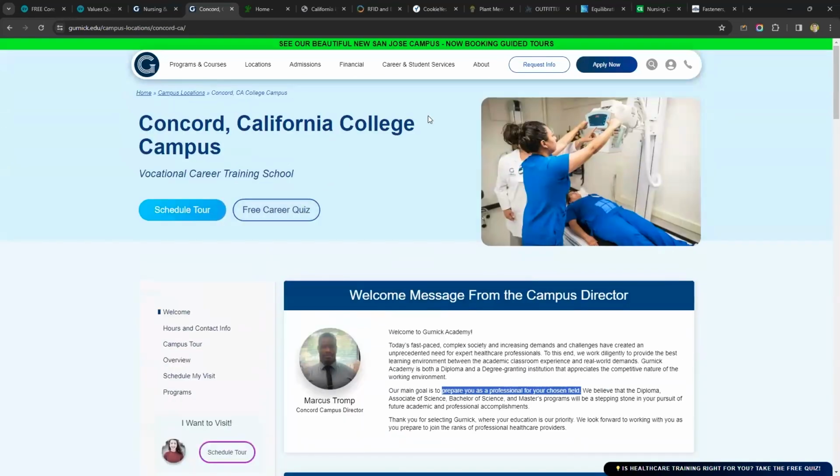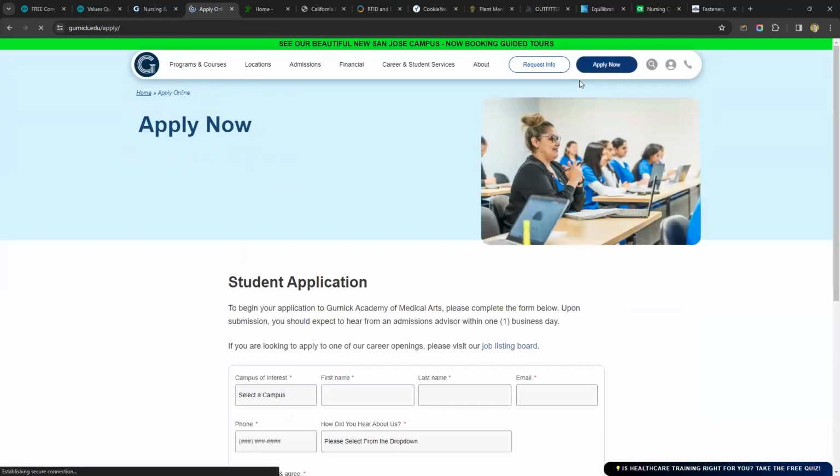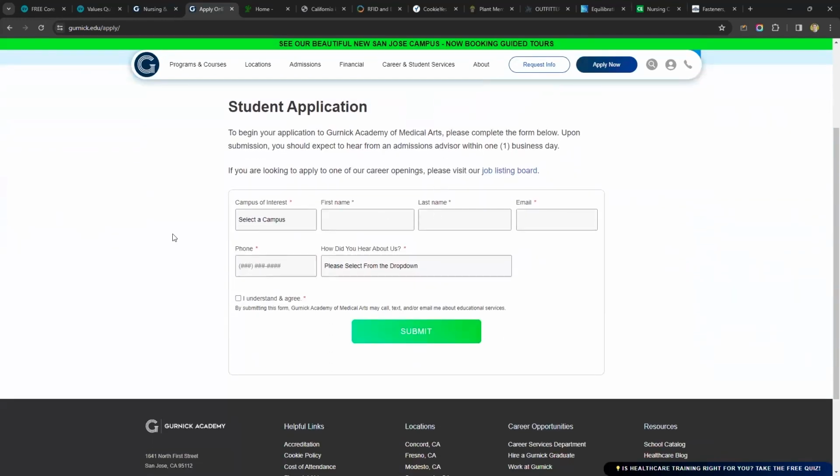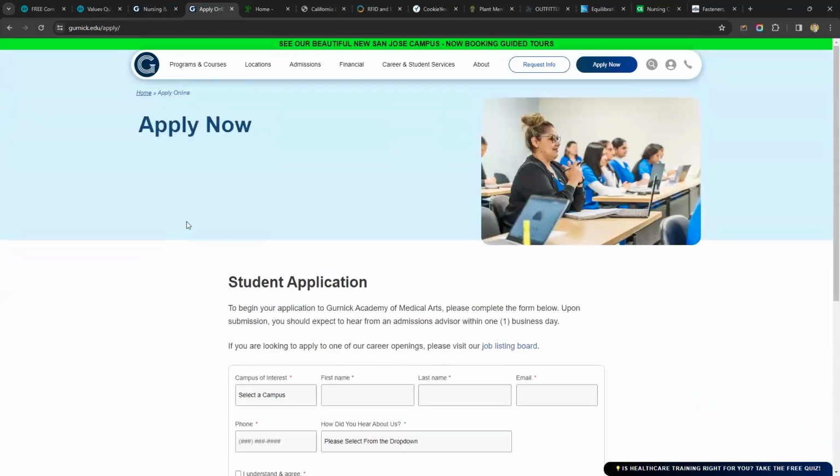I don't know what their application percentage is, but there's so much here that can be done that would increase the number of student applications by an order of magnitude.